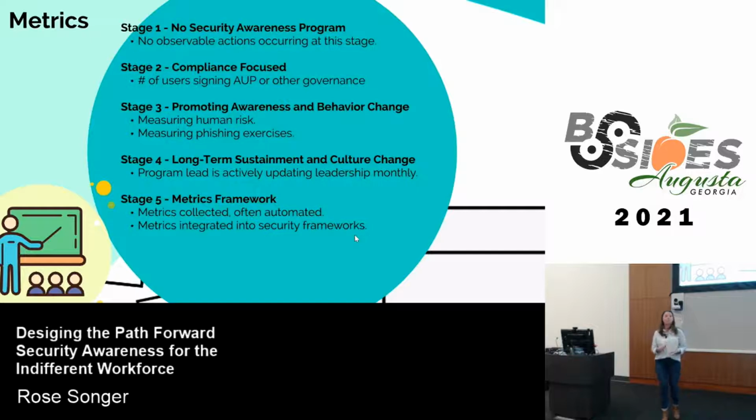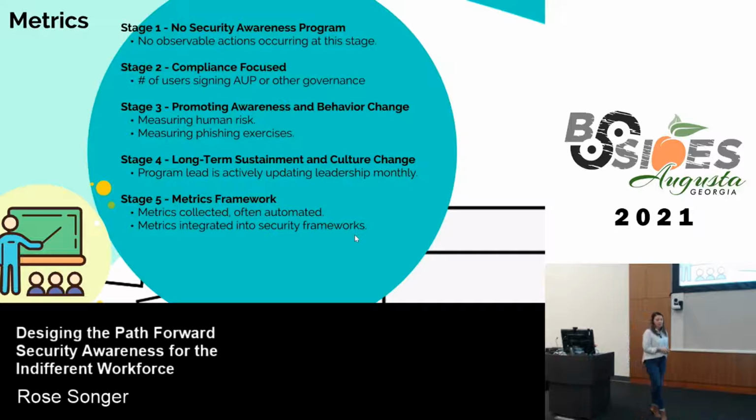Stage 2, number of users signing your acceptable use policy or other governance, or maybe number of users completing the annual training. Promoting awareness, stage 3, you're measuring that human risk, and you're measuring phishing exercises. So maybe you've implemented a tool, and you're able to see who your biggest offenders are, and you're having them do repeat training, and that's going up to your risk management committee or whoever. Long term, you have a program lead actively updating leadership monthly. So remember, leadership's really bought into the program, and now you're giving them those metrics to support what you're doing.